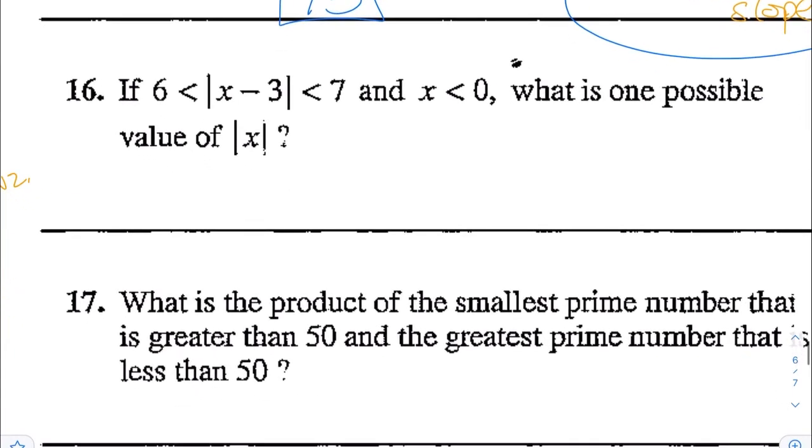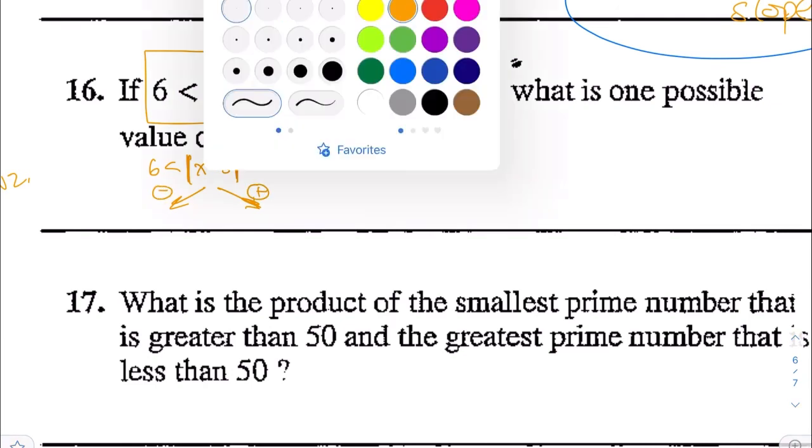All right, next for number 16, if 6 is less than the absolute value of x minus 3, which is less than 7, and x is less than 0, then what is one possible value of the absolute value of x? So here you have an absolute value inequality, and we can actually treat this like it's two different questions. So for the left one, you know that 6 is less than the absolute value of x minus 3. Well, here, this absolute value really turns into two different scenarios, if it's positive inside or if it's negative on the inside.